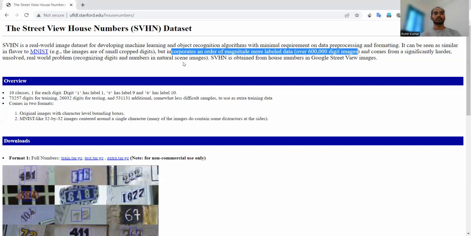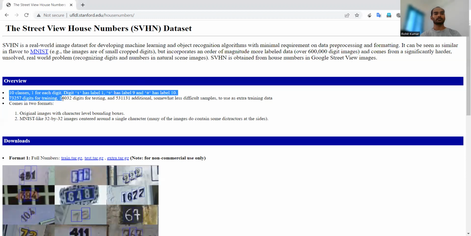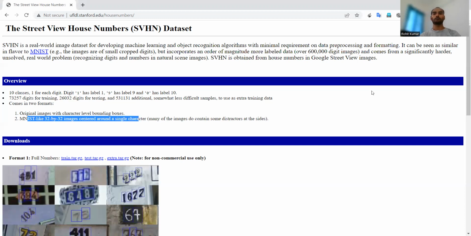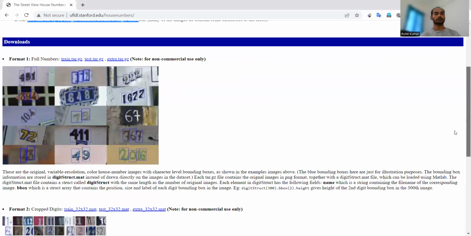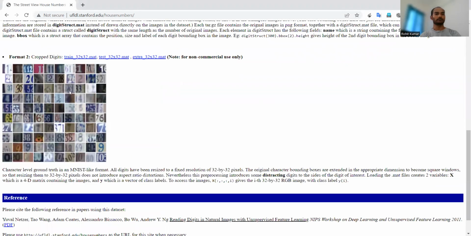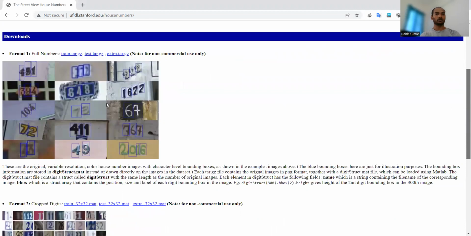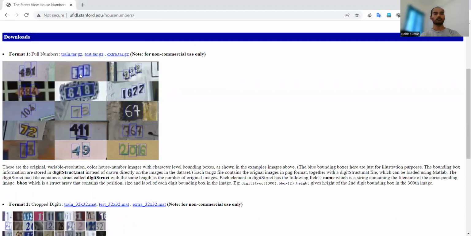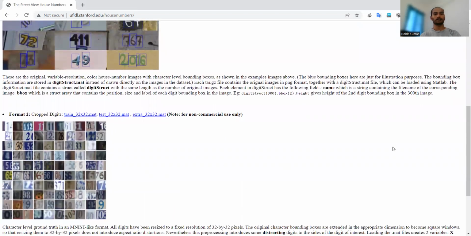Now coming to the specific features of this dataset. It comes in two specific formats: the original images with character level bounding boxes, and the MNIST-like 32 by 32 images centered around a single character. I hope you understand the basic and clear difference. Here you can also see this is the box which we are discussing. So you can have a basic idea from this image. It is the second form, which is cropped, and the other is the whole form. Format 1 is where the whole image is there, and format 2 just has these squares. So you can see these are the squares.